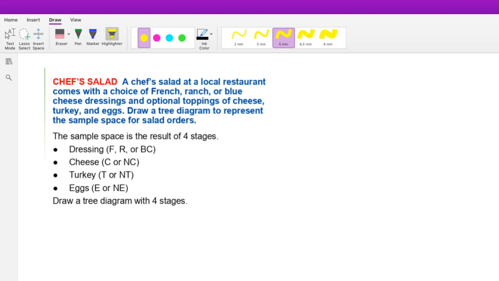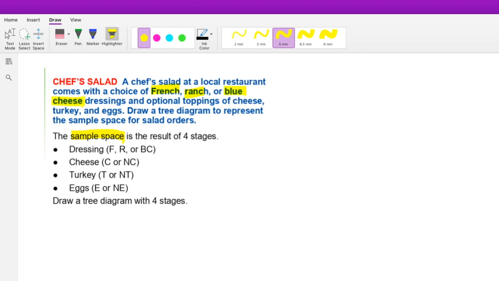Okay, so once again, what does sample space mean? Sample space is simply all of the possible outcomes that we can have as a result of this experiment. Alright, so how do we go about drawing a tree diagram? Well, the first thing that we know is that we get a choice of a couple dressings. We can have French, ranch, or blue dressings.